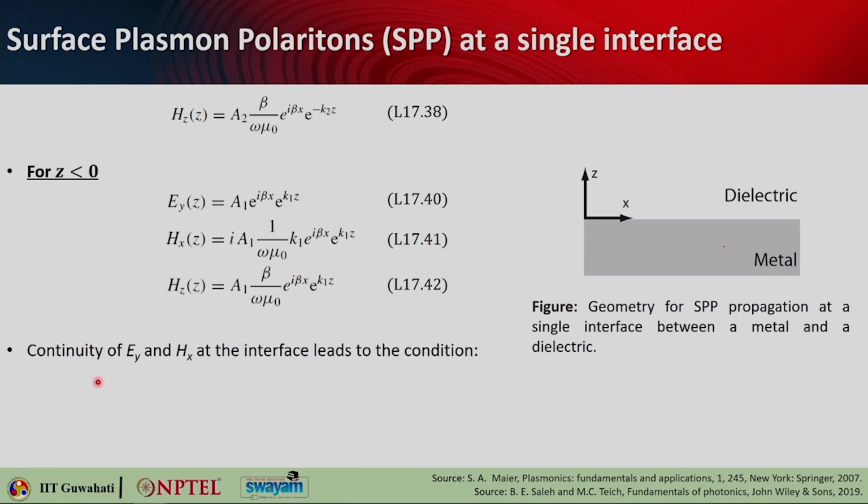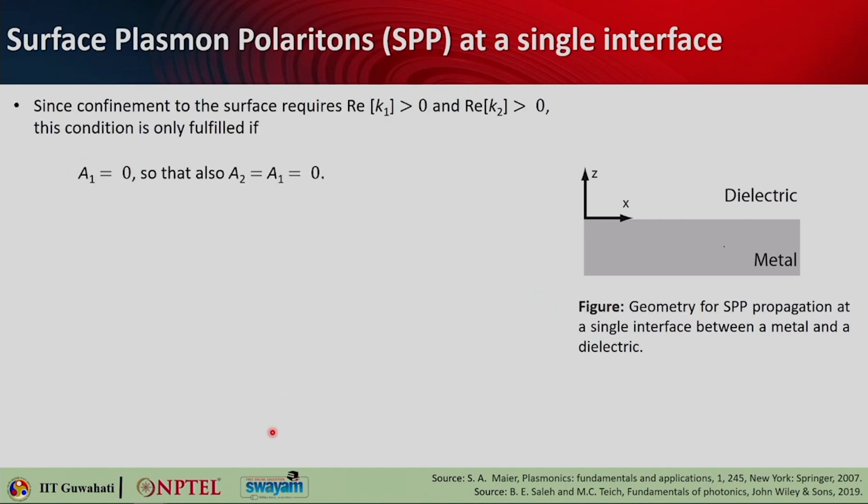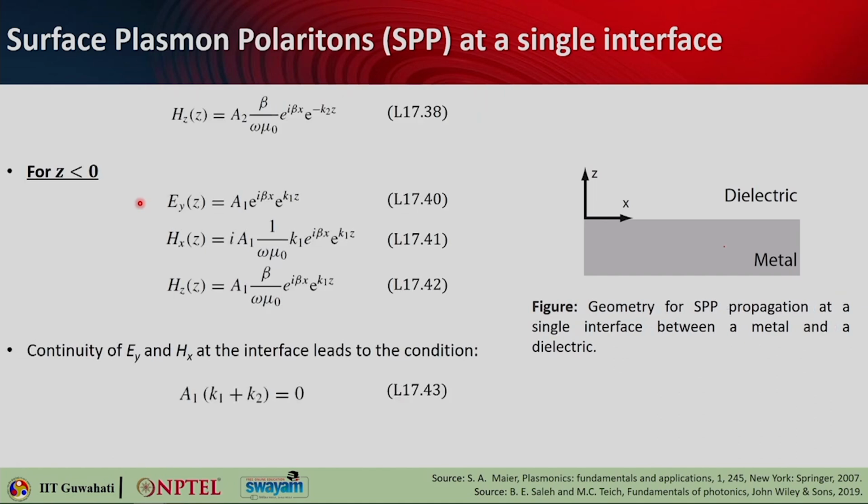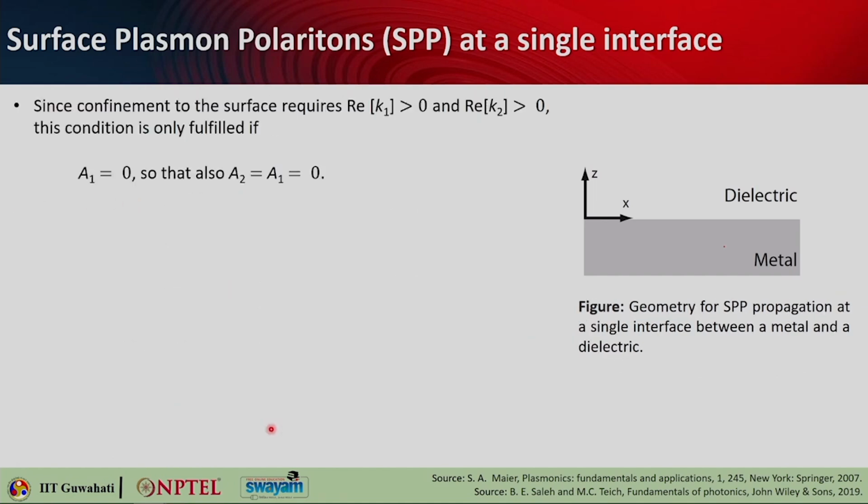Now if you look into the continuity of Ey and Hx across the interface, these are the two components that have to be continuous, then this is the condition that comes out. So you will get A1 times (k1 plus k2) equals 0. If you take that particular condition, we have to see what can give us that condition.